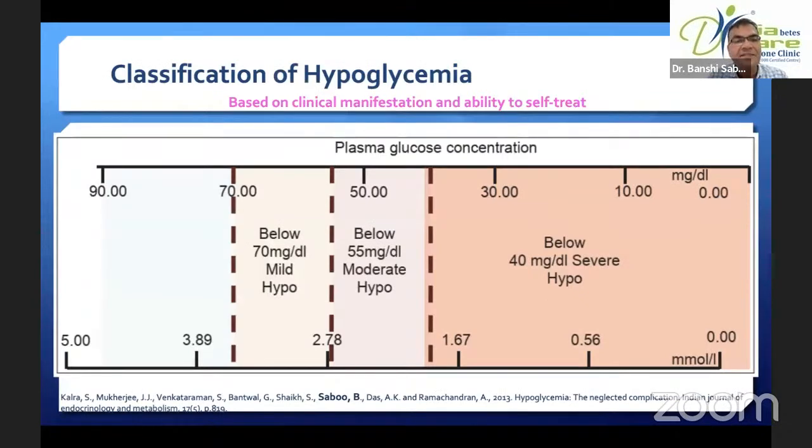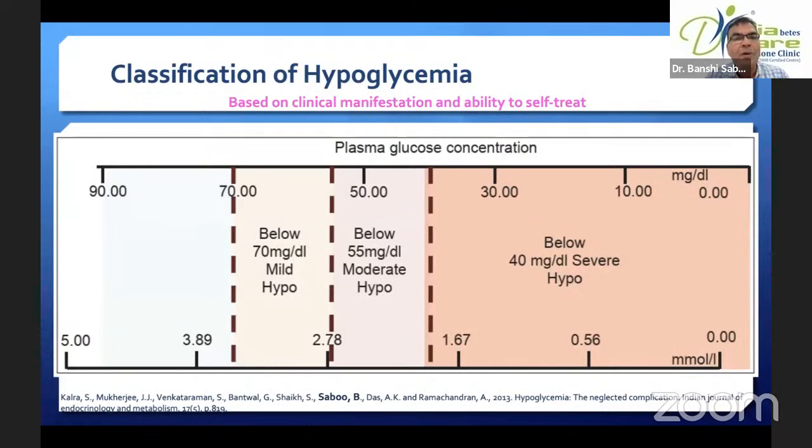If I classify the hypoglycemia, below 70 we call it mild. Below 54 or below 55 or below 50, you can say it's moderate, and definitely below that, we call it severe hypoglycemia when it goes less than 40 milligram of this.